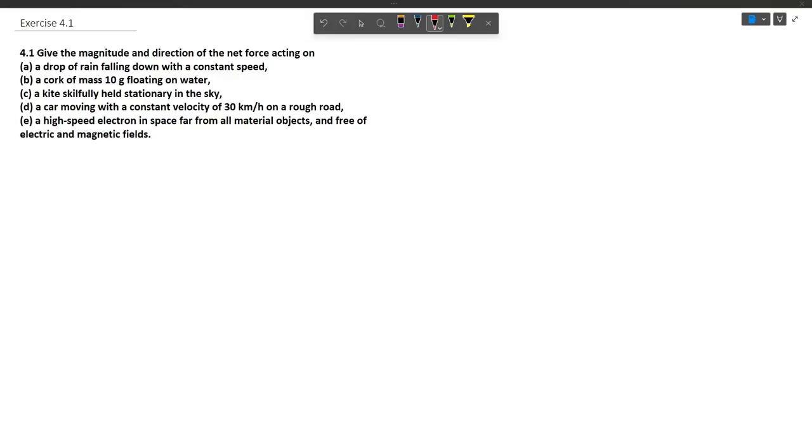The question says: give the magnitude and direction of the net force acting on a drop of rain falling down with a constant speed. So here a drop of rain is falling at constant speed.